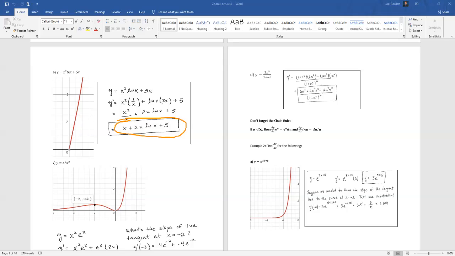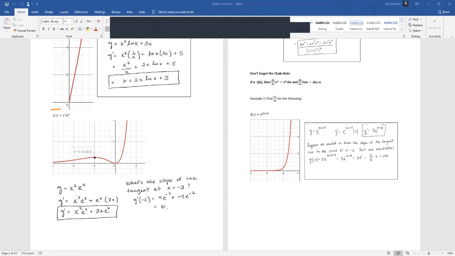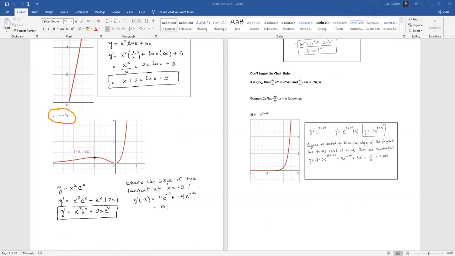Let's look at part C. On part C, we have a product. We have x squared times e to the x. And we want to take the derivative. So that's going to be the first term times the derivative of e to the x, which is e to the x, plus the second term here times the derivative of x squared, which is 2x. And again, we will flush the 2x to the front. That gives me the derivative is equal to x squared e to the x plus 2x e to the x.